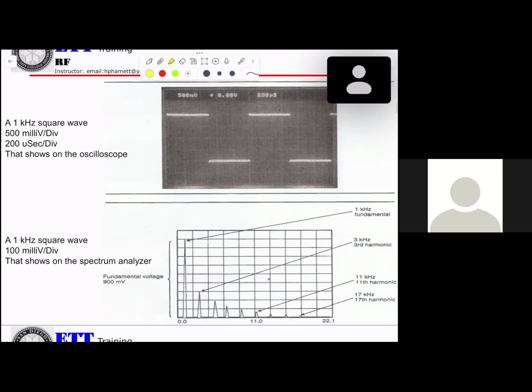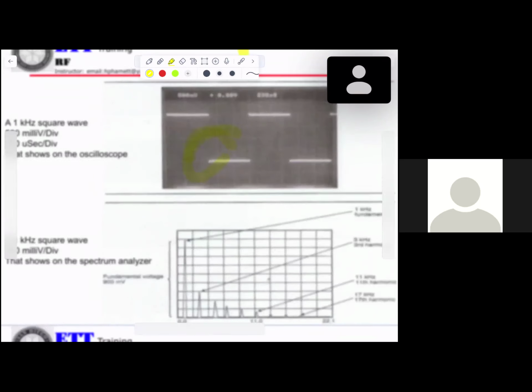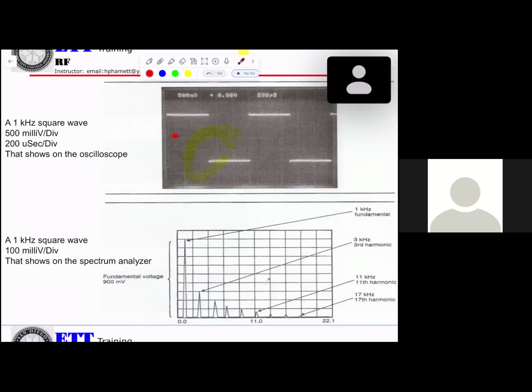Okay, again, they just showed you the square wave signal on the oscilloscope, and it will be displayed on the spectrum analyzer.